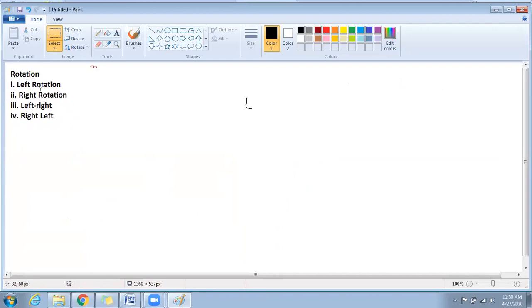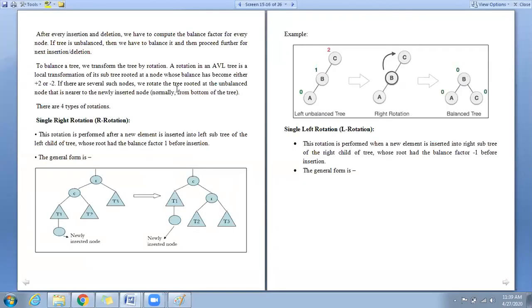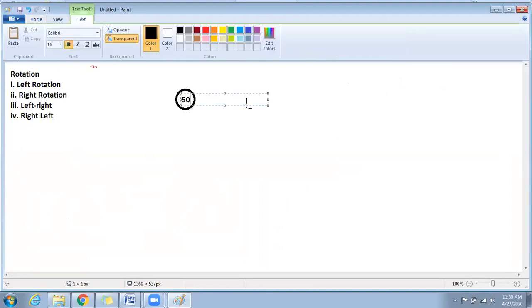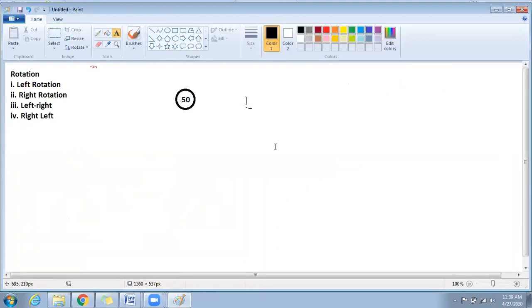Okay, what is the first type? Left rotation. Okay, we will see left rotation. For example, I am inserting value 50. Whether it is perfect, only one node, whether it is perfect? Yes. Now I want to insert value 60. Where will I insert it?